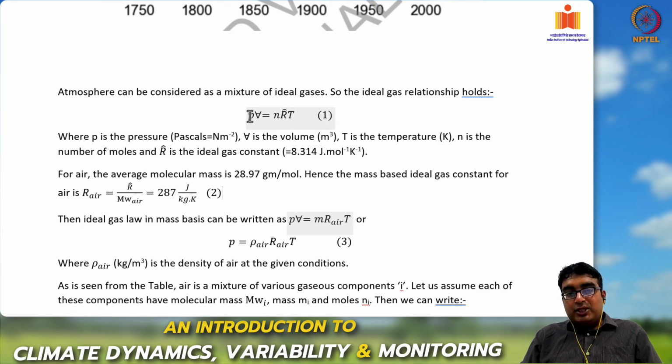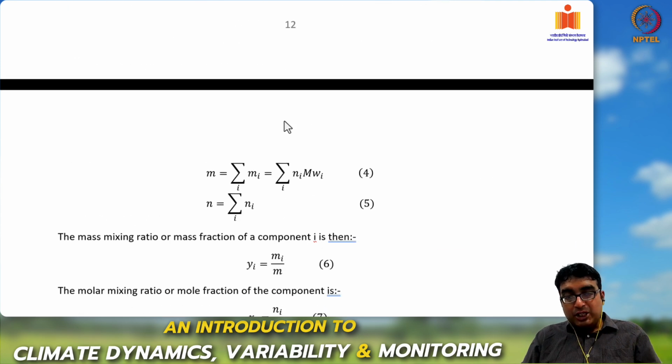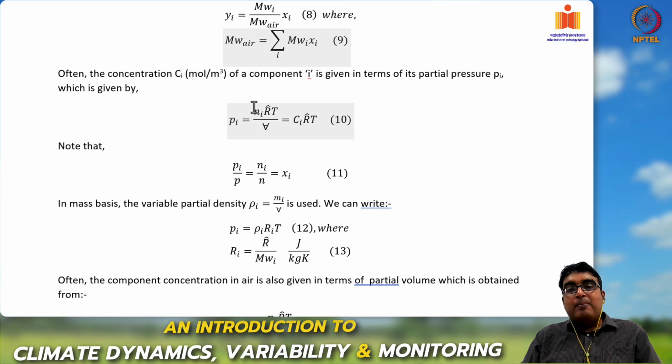The total pressure is the number of moles of the total mixture into R into T by V. But partial pressure is the number of moles of the ith component into R into T by V. That is the partial pressure of the ith component of the mixture. Now Ni by V is the concentration Ci. So partial pressure is equal to the concentration of the ith component into R into T.